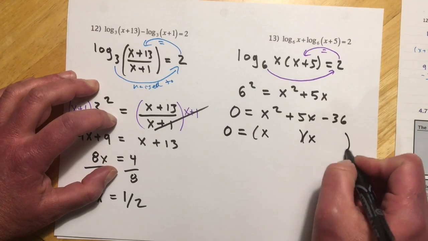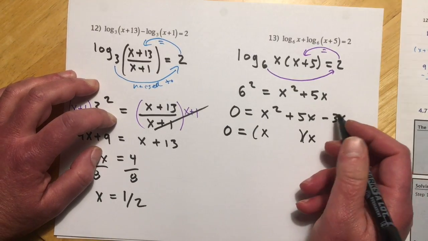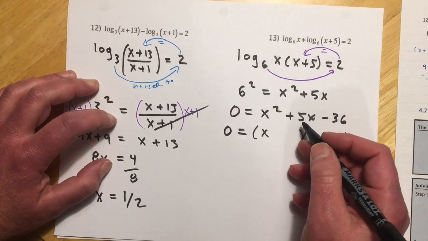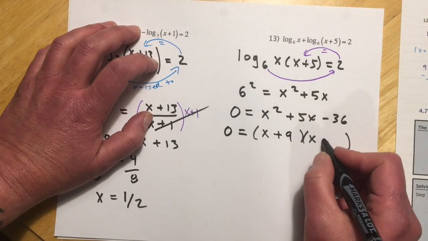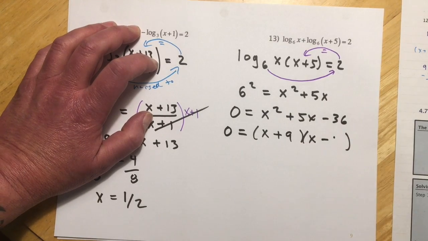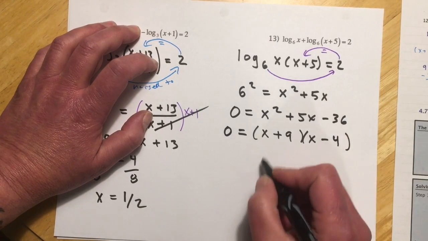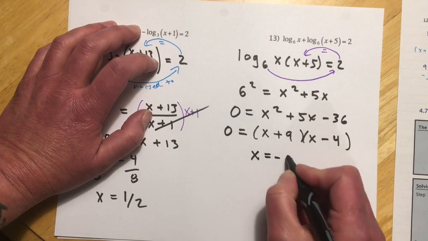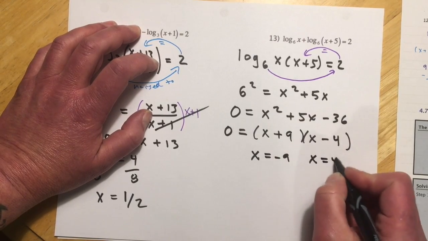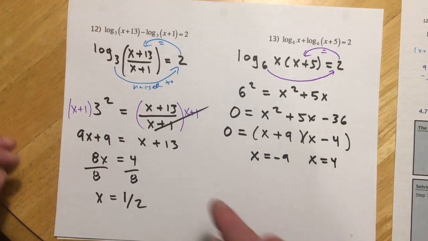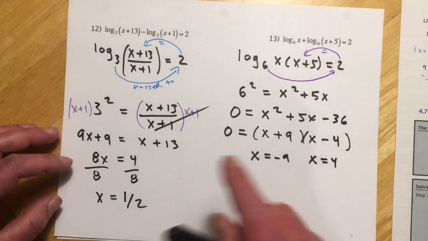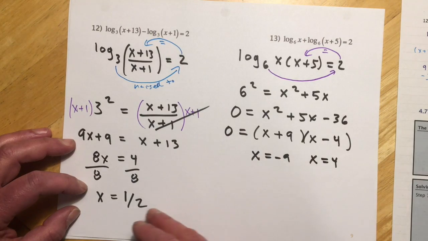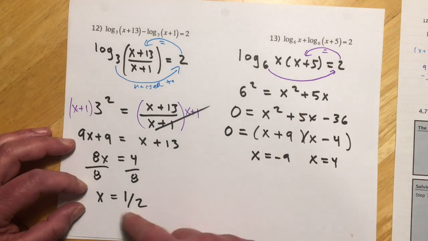And then we need two numbers to multiply to be negative 36 and add to be positive 5. So plus 9 and minus, excuse me, 4. And so x could be negative 9 or x could be 4. And then that brings me to the thing that I keep forgetting to say at the end of every problem and remembering after I start the next one. We should be checking solutions on these. And so far they've all checked.